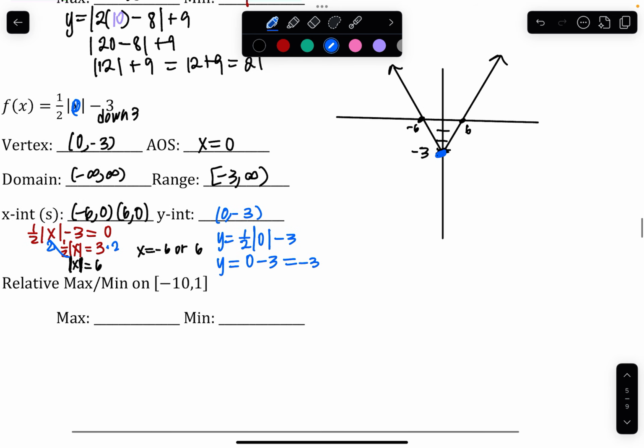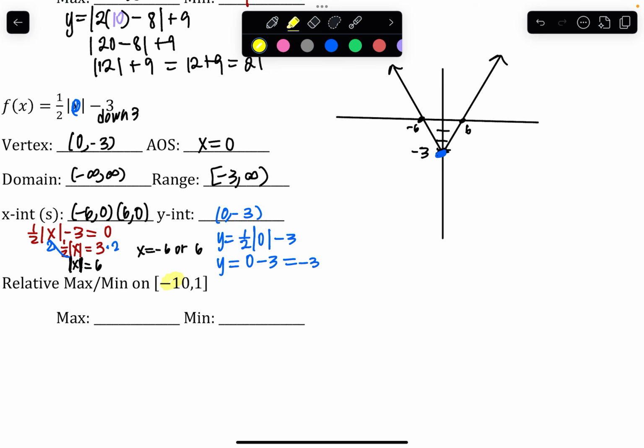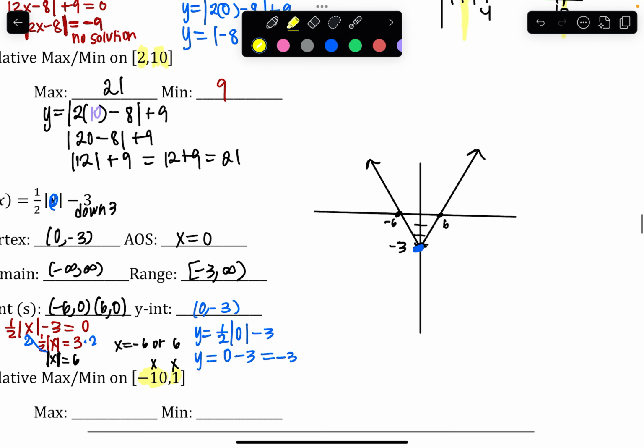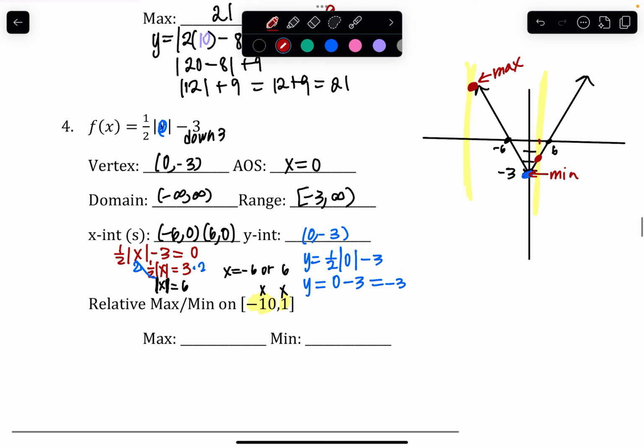And then now we are finding the max and min on the interval from x equals -10 to x equals 1. So remember, these are always your x values, and we're trying to find the y's. So x equals -10 would be out here. X equals 1 would be right here. Okay, and so once again, our vertex falls in the interval, and so that's definitely my minimum. And then the maximum happens at the end point, and it's going to be the end point that's furthest away. And so this is clearly further away from the vertex, so that is going to be our maximum.